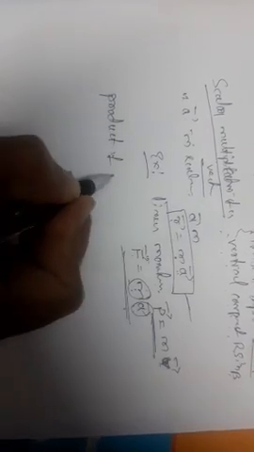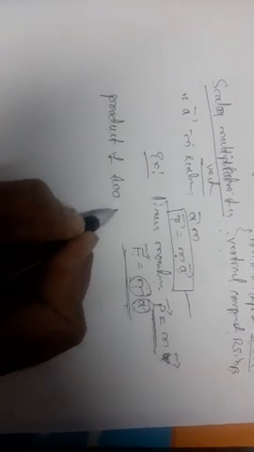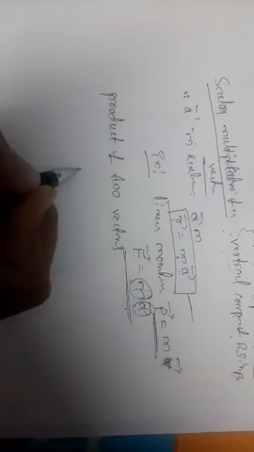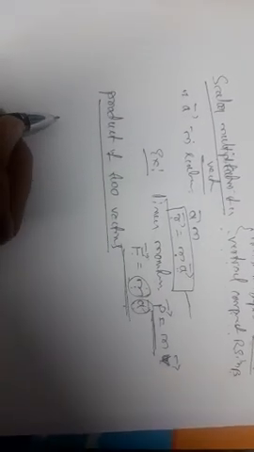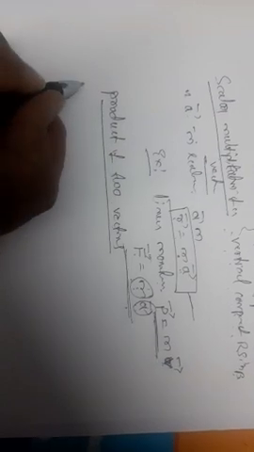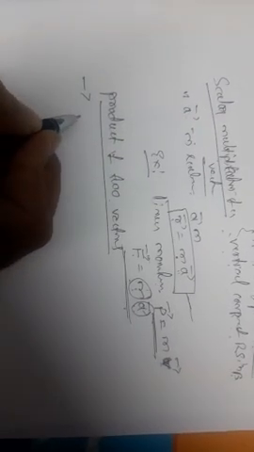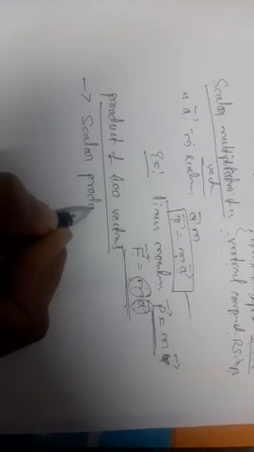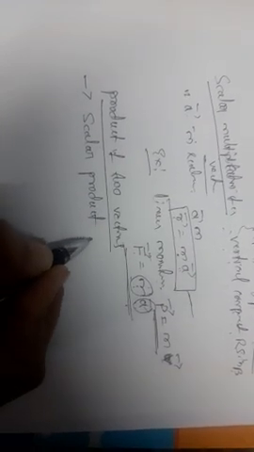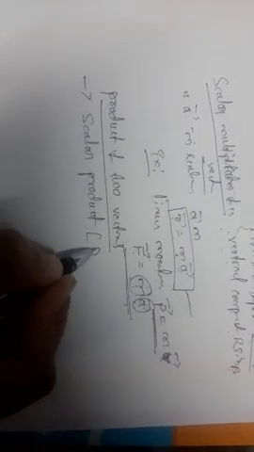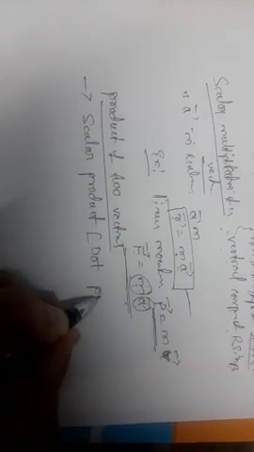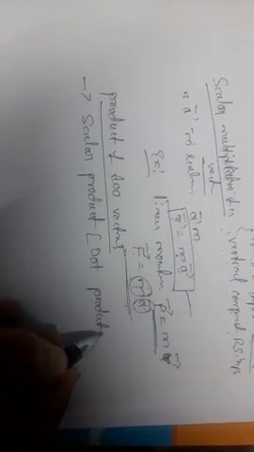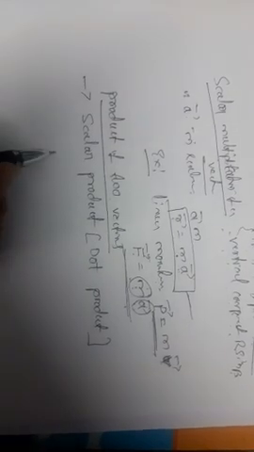The next concept is the product of two vectors. The product of two vectors is classified into two different types. One is called scalar product, also called dot product, D-O-T, dot product. That is also important. The definition and example, a 2-marks question, is very important.